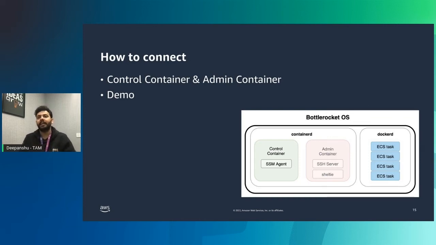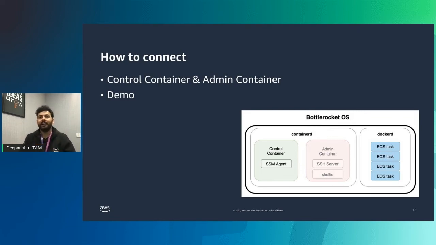Because the admin container can provide SSH access, we have disabled it so that nobody can SSH to it unless we enable it, right? And then on the Docker boundary, you can see my ECS tasks are running. You can also run EKS tasks here. It's just for reference. So things are isolated: my tasks, my containers, my application is isolated from the admin and the control containers.